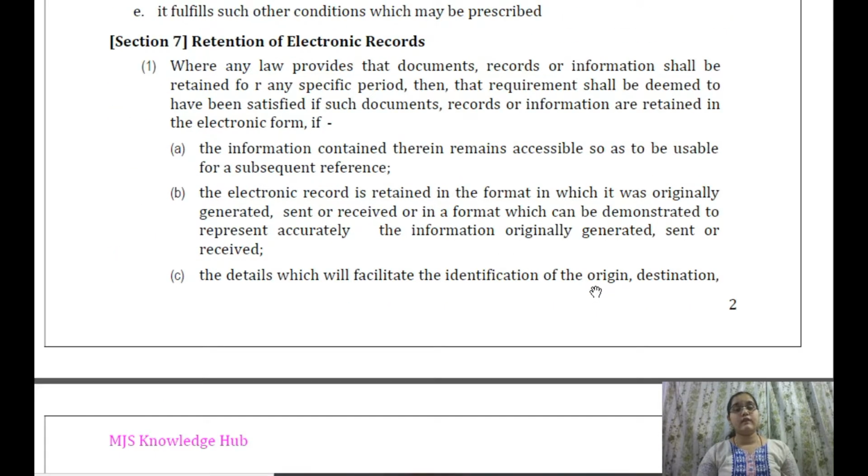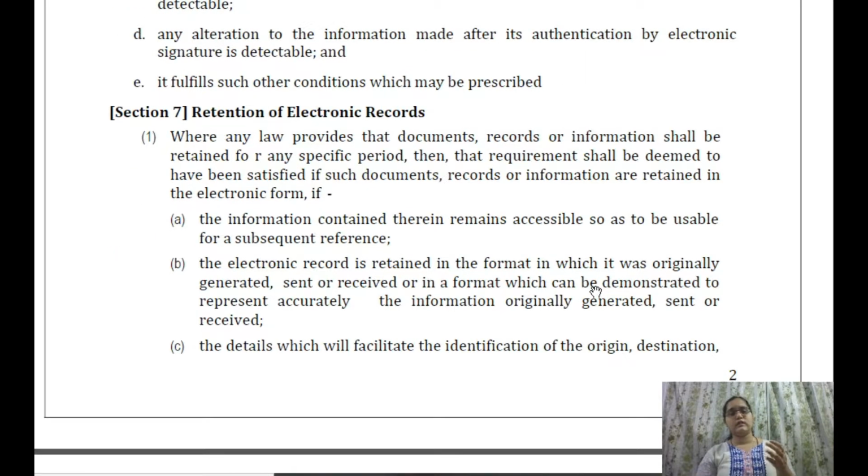Okay. Then we are doing these things, and instead of having physical copies of the books, we are maintaining electronic records and trying to provide evidence based upon electronic records, right? Then is there any time limitation about storing these records, or what do we need to keep in mind when it comes to retention of electronic records? First, section number 7 deals with the retention of electronic records.